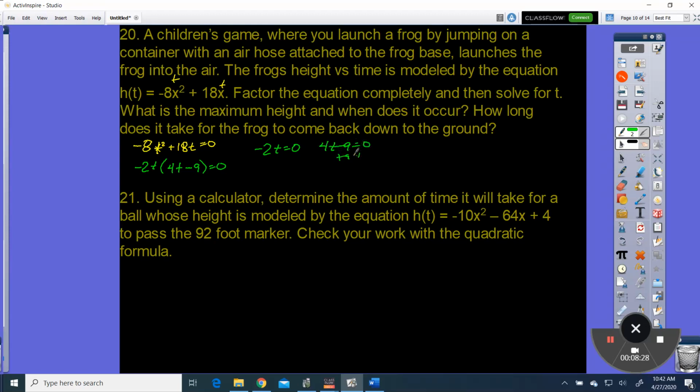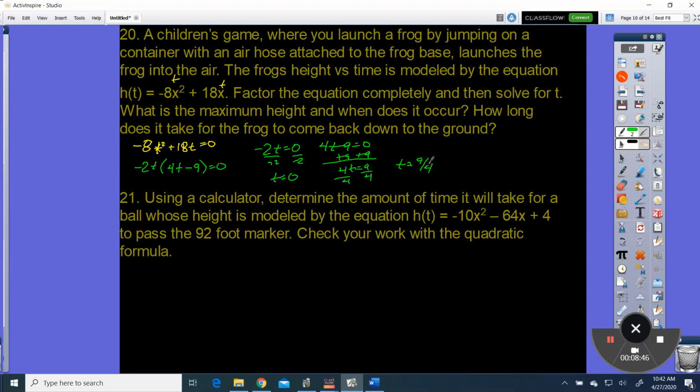Each of these are divisible by -2 and a t. So -8 divided by -2 is 4. I pulled out a t. 18 divided by -2 is -9. So I'm going to say -2t equals 0, and 4t minus 9 equals 0. So now I add the 9 over. So 4t equals 9. Divide by 4. So t equals 9/4. Divide this one by -2. And t equals 0. So we solve for t.